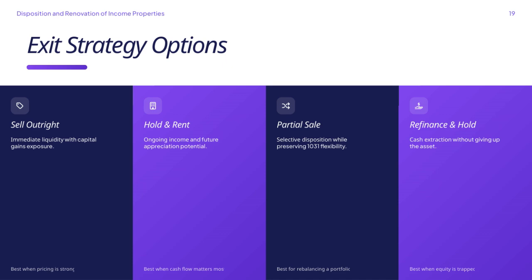Another option is a partial sale, where you selectively dispose of assets but maintain 1031 exchange flexibility, making it useful for rebalancing your portfolio without fully exiting. Refinancing and holding allows you to extract cash from your property without giving up ownership, which is helpful when your equity is trapped and you want to unlock capital. Finally, there's the option of disposition combined with renovation, often used with income properties to enhance value before sale. Each strategy has its place depending on your financial goals and market conditions.